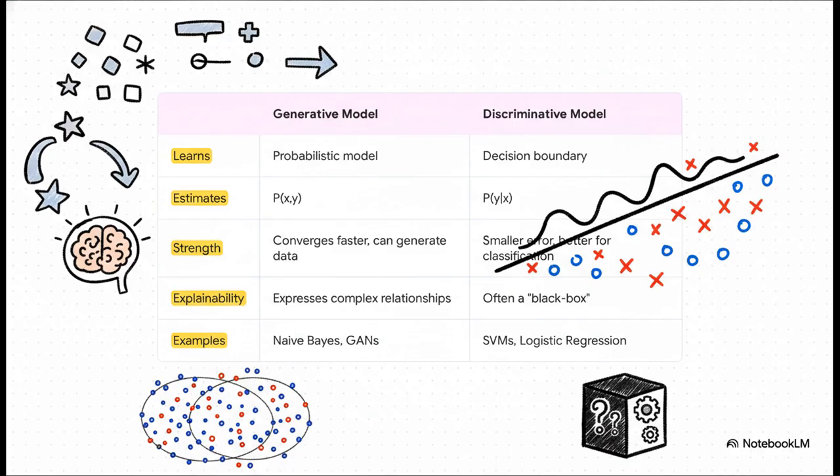Now, the discriminative model on the right, it's a specialist. It just wants to find that decision boundary, P of Y given X. This usually makes it more accurate for pure classification. But there's a trade-off, right? The discriminative model can be a bit of a black box. We don't always know why it made a decision. The generative model, on the other hand, can sometimes give us a much richer understanding of the data's hidden structure.